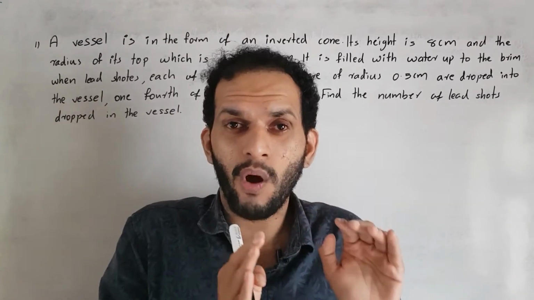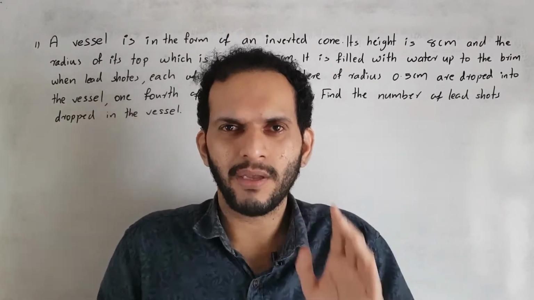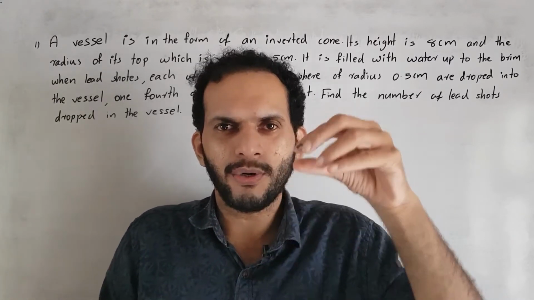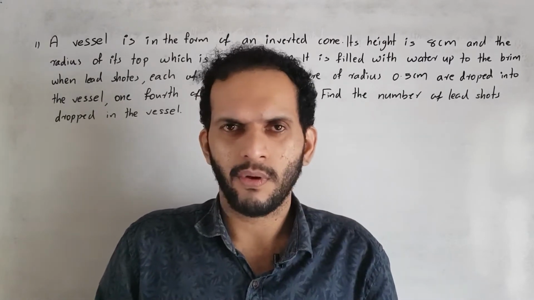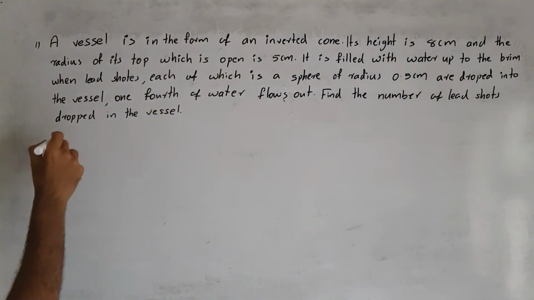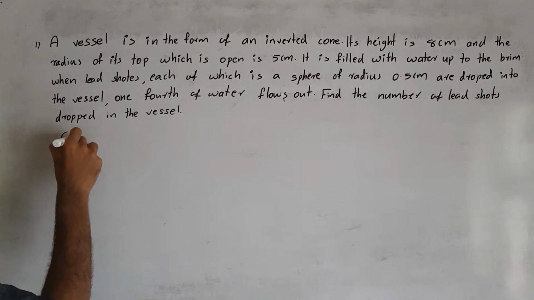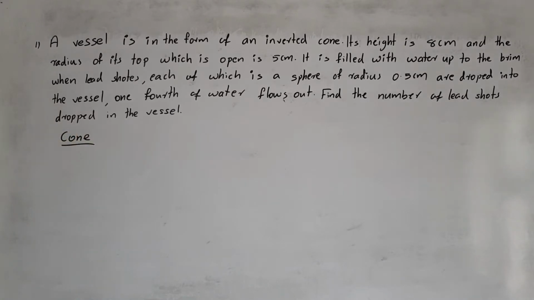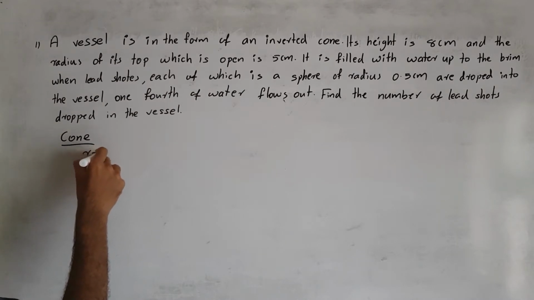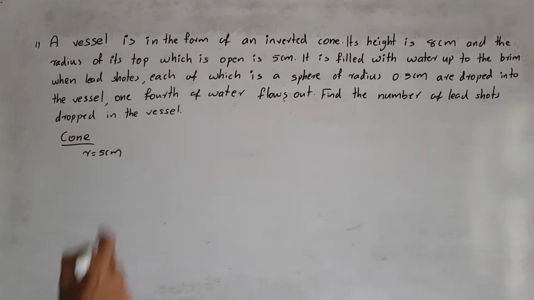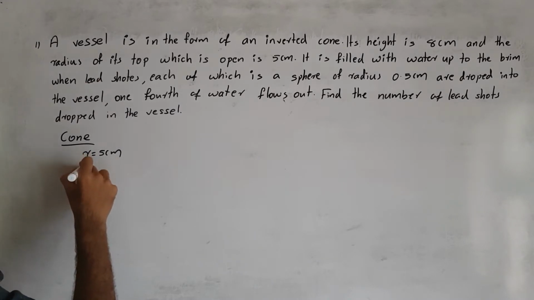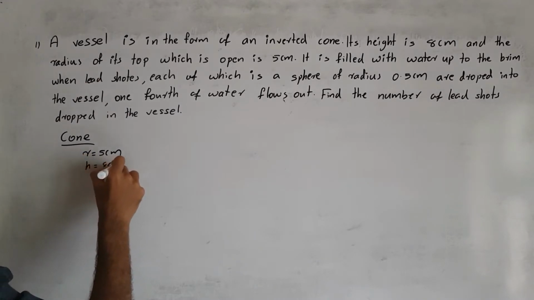The volume of water that flows out of the vessel is equal to the volume of the solid dropped in the vessel. Okay, so we start here. First we find out about the cone, the vessel. Then what is given? The radius of the top is given. Radius is equal to 5 centimeter, and height is equal to 8 centimeter.